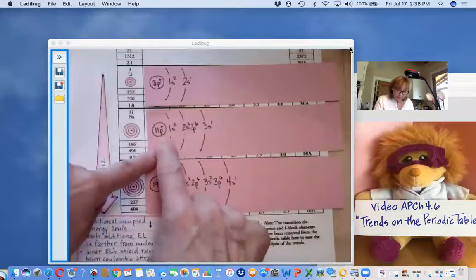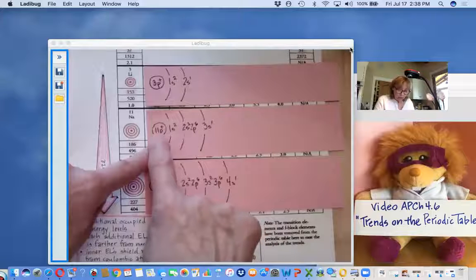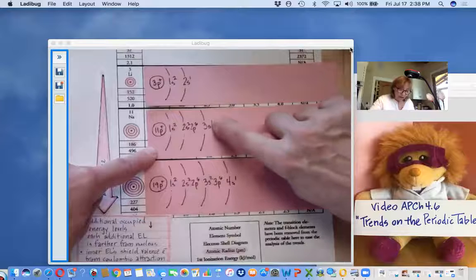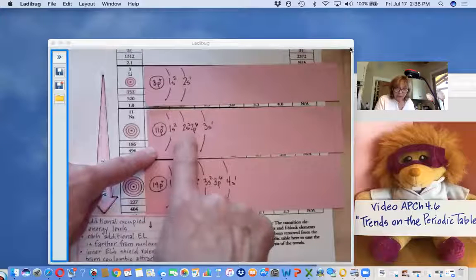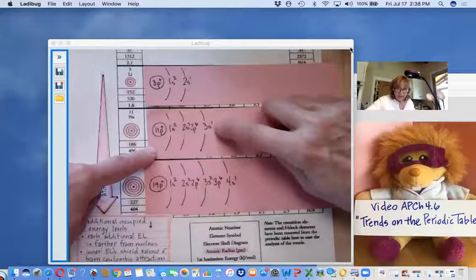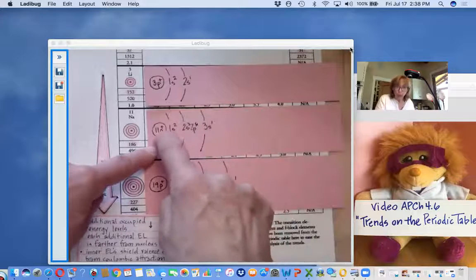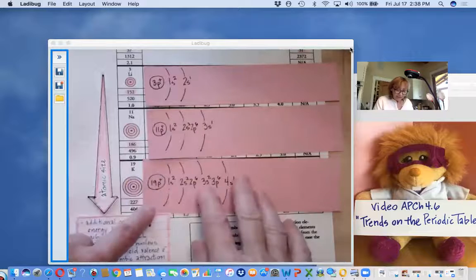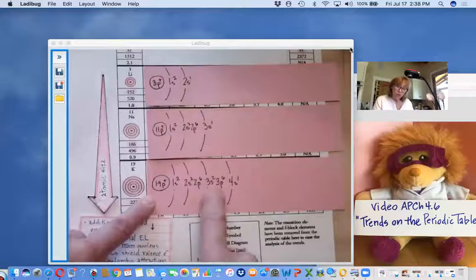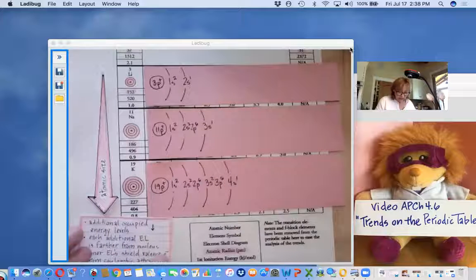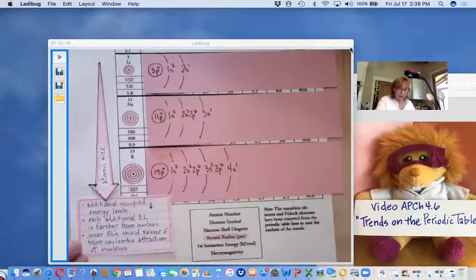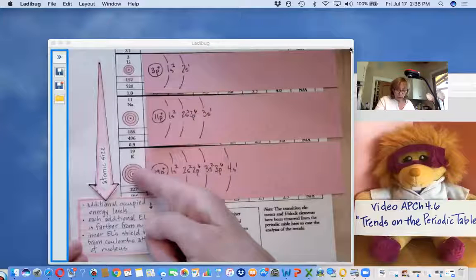In sodium, the Coulombic attraction between the protons in the nucleus and the valence electrons is what determines the size, but now we have 2 inner energy levels that are shielding these valence electrons from feeling the full pull. And then in potassium, we have 1, 2, 3 inner energy levels doing even more shielding. That's called the shielding effect. And it is appropriate to mention when you're comparing within a group.